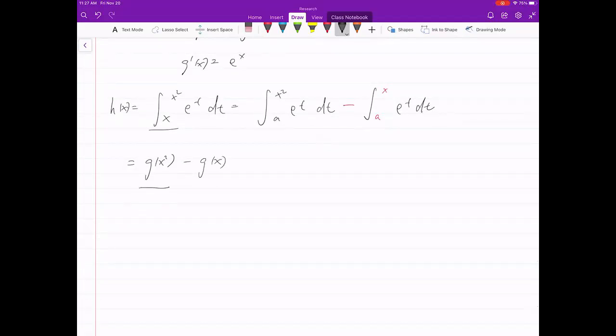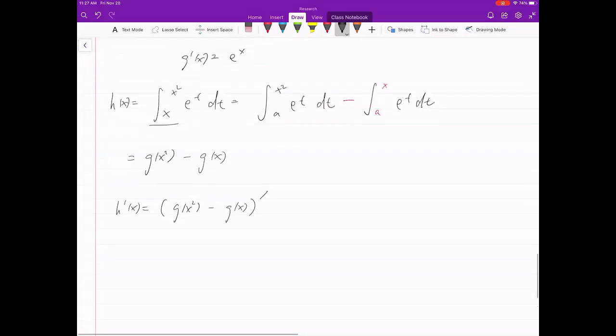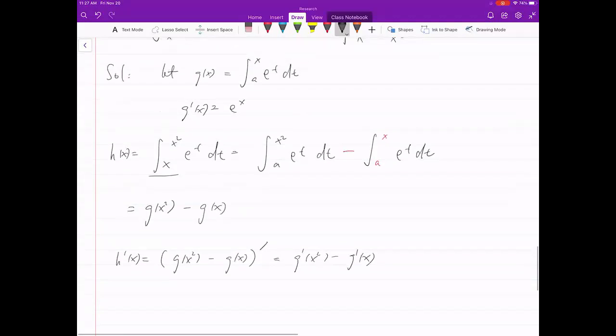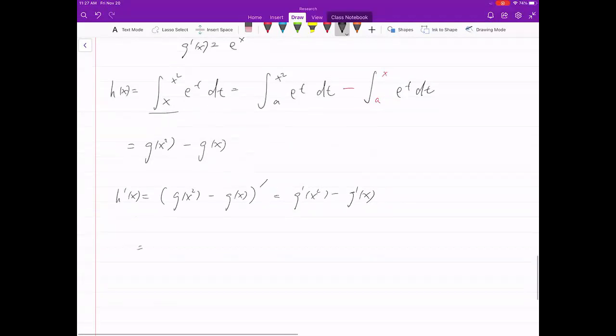All the area up to my right finger minus all the area up to my left finger. Both are moving. Good. Both have a velocity. So how fast is it changing? The first velocity minus the second velocity. That will be how fast it's changing. G prime of x squared minus G prime of x. Again, because we assign G prime of x to be this, it's going to be e to the x squared times 2x minus e to the x.